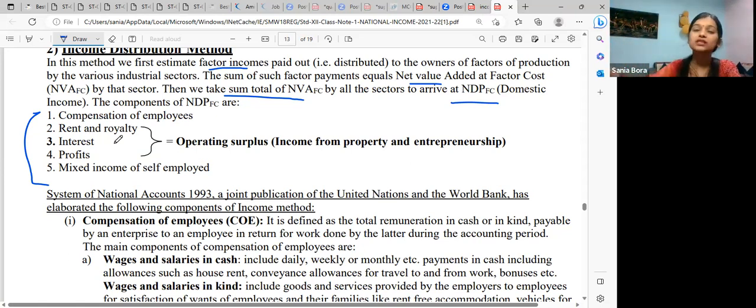Interest: I have given someone a loan, in return I'm getting the interest. Profit: I have a business and I'm getting the profit, right? And mixed income: I'm a self-employed person, so I have mixed income, sometimes I face loss, sometimes I get profit. So these are the only sources from where you will get income. There is no other source from where you will get income. Clear?